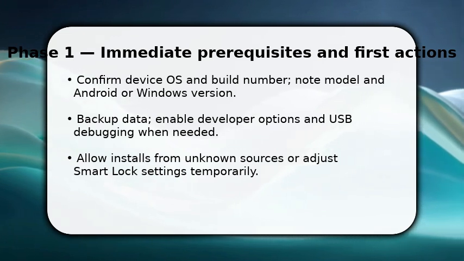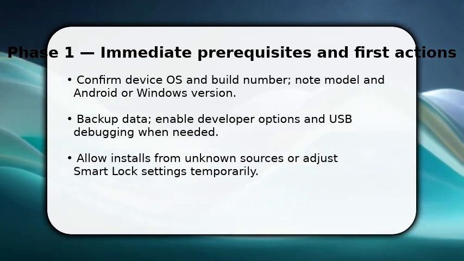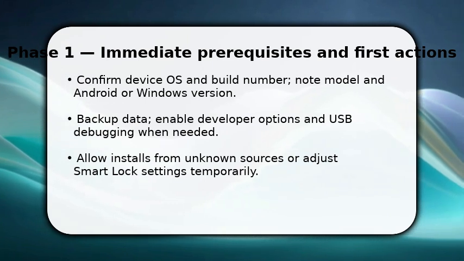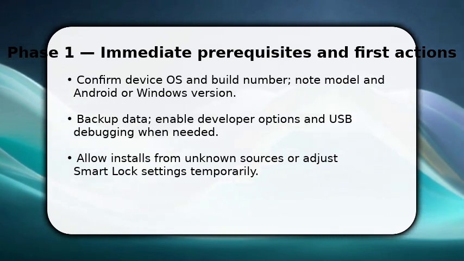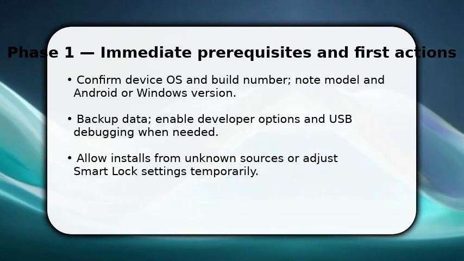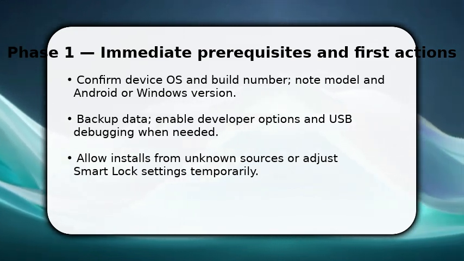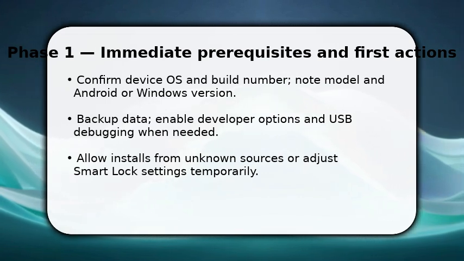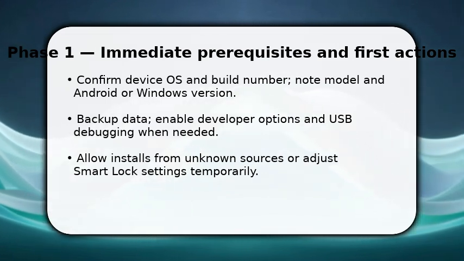Next, allow installs from unknown sources or temporarily adjust Smart Lock and app permission settings so the installer can run. You are taking these steps because the policy block often stems from strict install sources or missing device flags, and changing them first prevents wasted effort later.